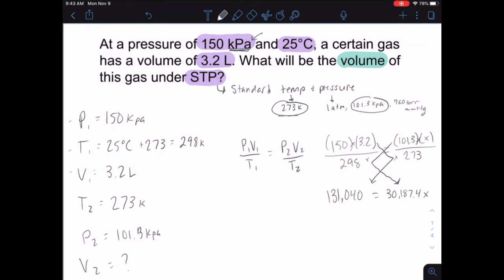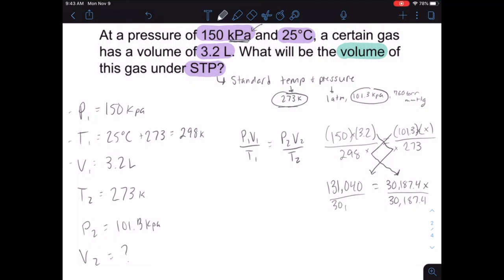Now if I want to get my x by itself, I need to divide both sides by the 30,187. That cancels out. And when I type this in my calculator, I get 4.34. And since we're solving for volume, our units are going to be liters.